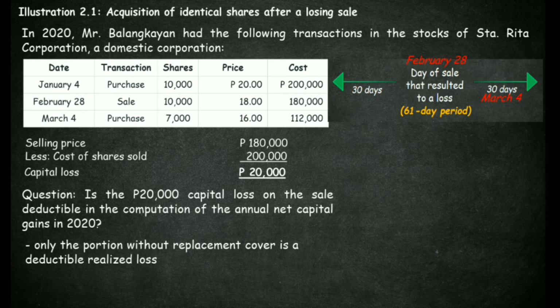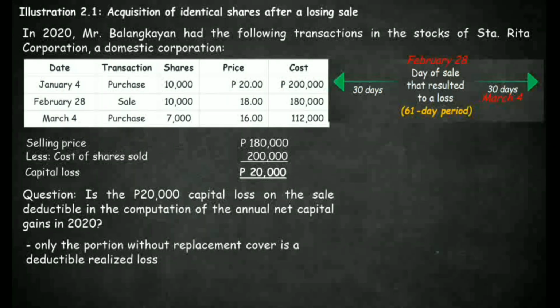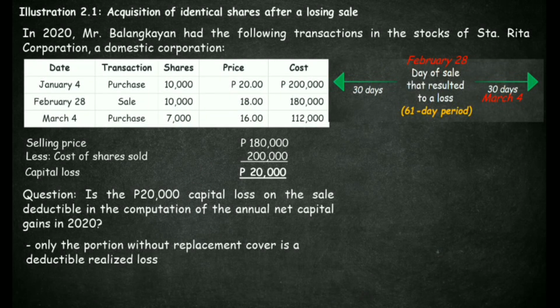But alam natin na out of the 10,000 shares na binenta, nagkaroon ng replacement up to 7,000 shares. And then yung 3,000 shares na remaining, ito yung shares na walang replacement, walang cover-up. And that means that there is a portion of the 20,000 pesos capital loss that pertains to the 7,000 shares that were sold and subsequently replaced. And that loss or that portion of loss is going to be deferred.